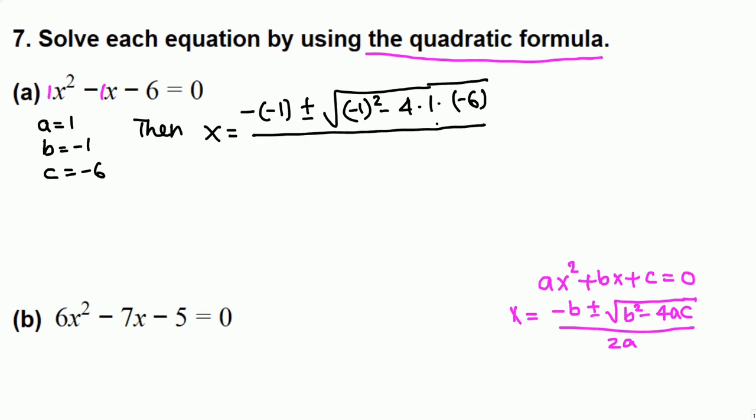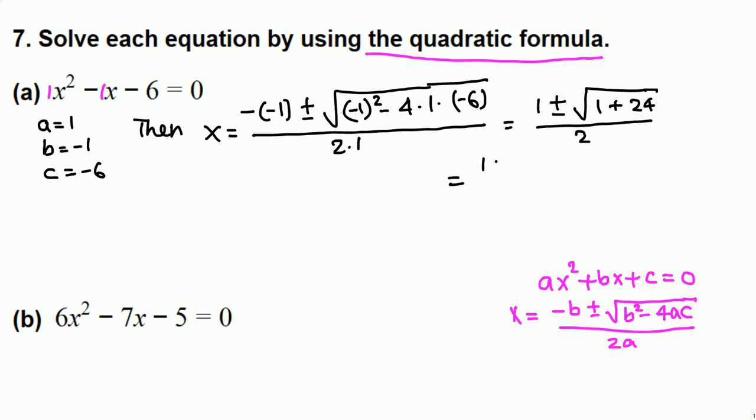over 2a, 2 times a is 1. Let's simplify the top. Negative of negative 1 is positive 1, plus or minus root of negative 1 squared, negative 1 times negative 1, that's positive 1. 4 times 1 times negative 6, a minus and a negative, that's positive now. 4 times 1 is 4, 4 times 6 is 24, over 2 times 1, just 2.